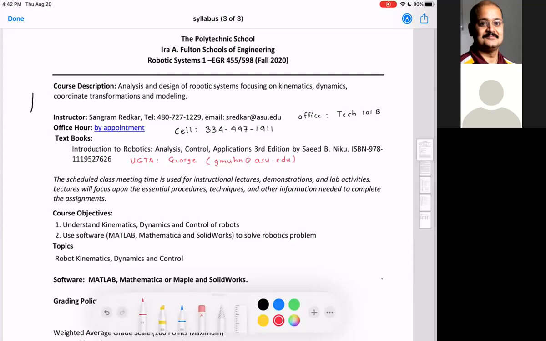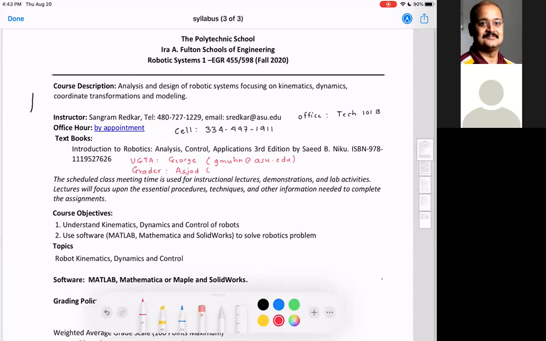So George took this class last year, and he did excellent. So you have to send him an email. We also have a grader. So we have a grader. And his name is Asjad.